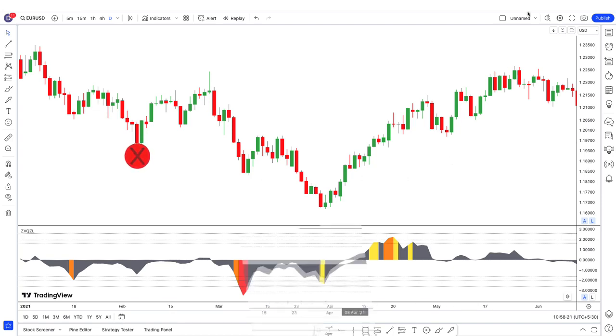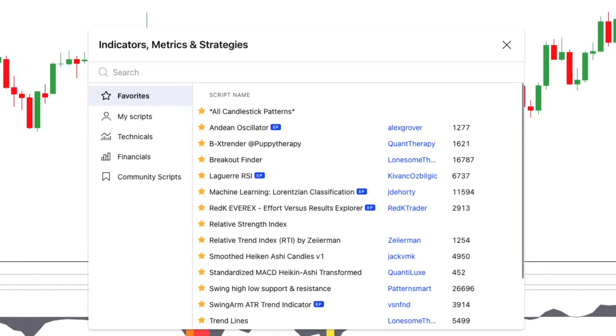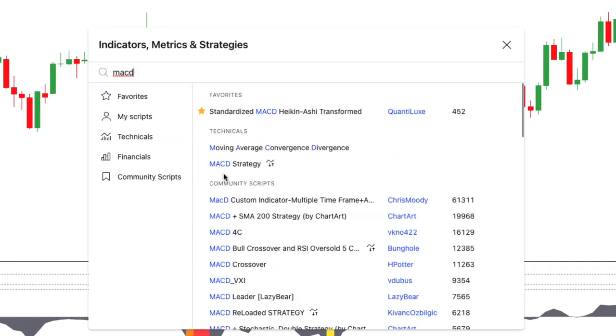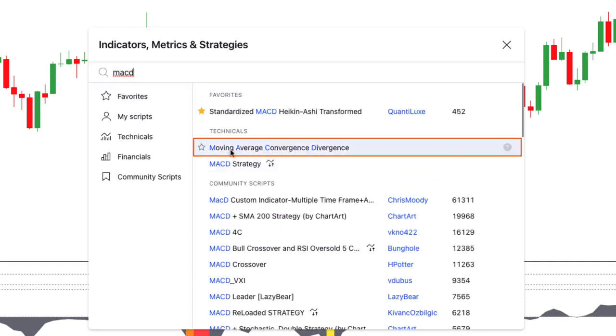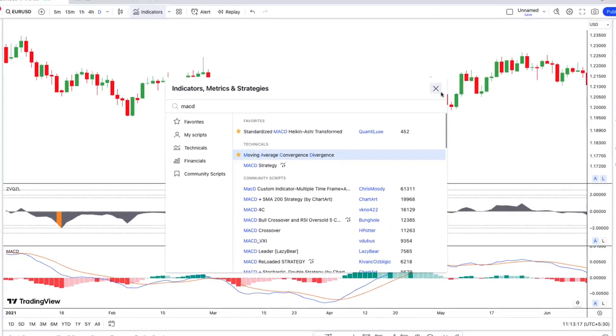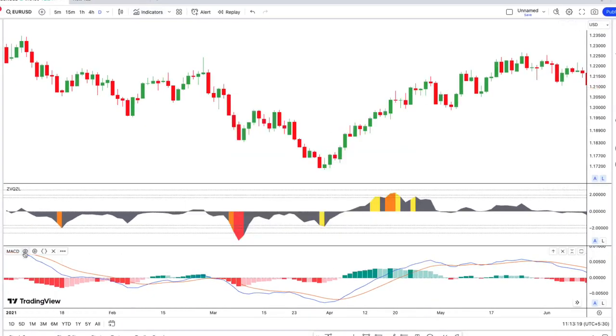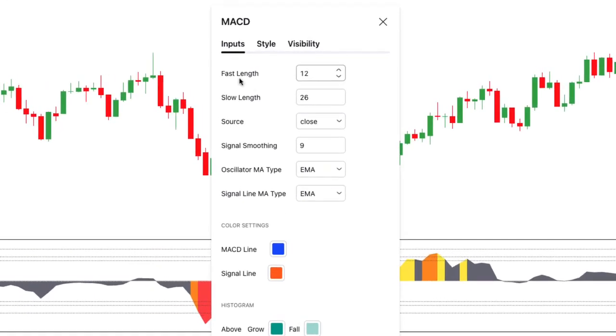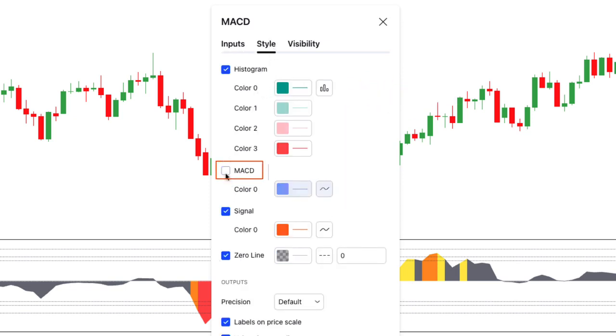Just to show you an example here, let me add MACD (moving average convergence divergence) to our charts, this one. And let me change its settings. Here we go to the indicator settings, and for the fast length we set it at 36, and for the slow length, we set it at 144. And then we go to the Style tab and we remove the MACD line and signal line.